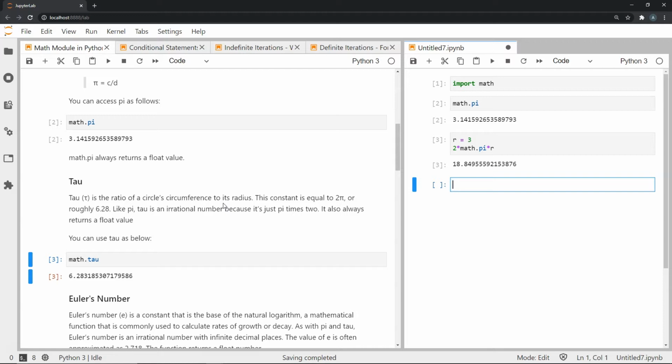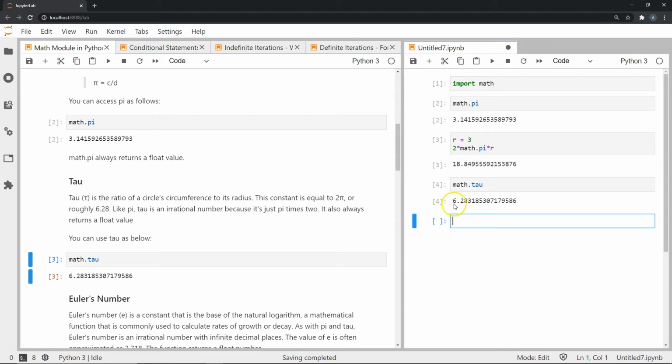This is by definition. And much like pi, if you call the tau constant from the math module, it will also return a float number. This is the syntax we use. As you can see, this is actually 2 times the value of pi, 6.283, and even this is returned correct up to 15 places to the right of the decimal point, and this is by default.